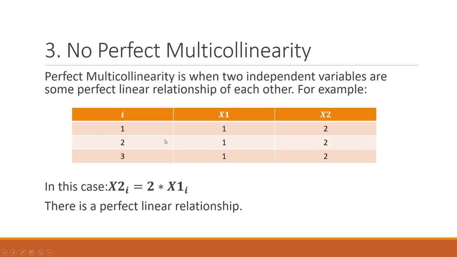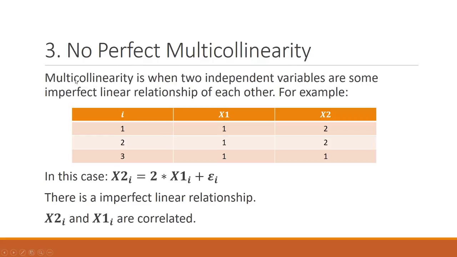All right. But now, we also will have a problem even if we don't have perfect multicollinearity. We could have imperfect multicollinearity, which we'll just call multicollinearity, just generically, is when 2 independent variables, 2 or more, have some imperfect linear relationship with each other. We might say that they're highly correlated.